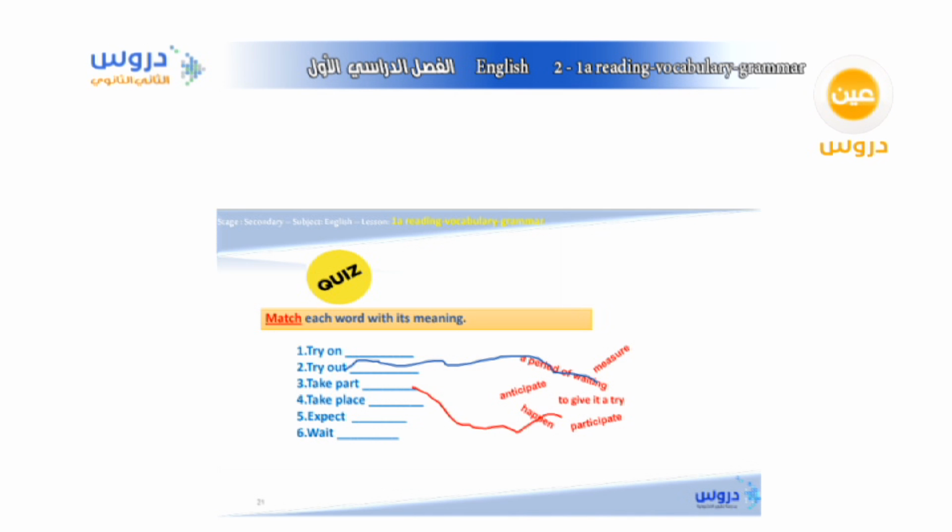So let's go here. And take part. What are you going to choose for take part? It's to participate. That's right. So that goes for take part, which is to participate. And take place, which is happen. That's right. So take place goes with happen. And expect. To expect is to somehow predict something is going to happen, which is anticipate, which is this word here. Anticipate.